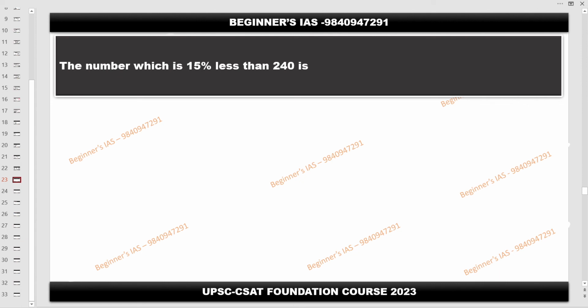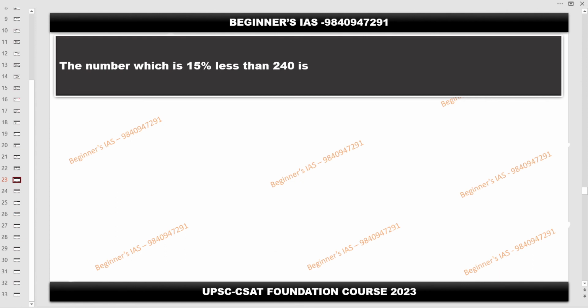The number which is 15% less than 240 is what? Use mind calculation. Use a procedure also, not an issue. I will do both the things. Answer you can give. Ashina is giving 204.